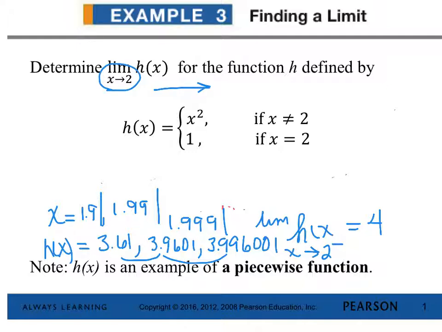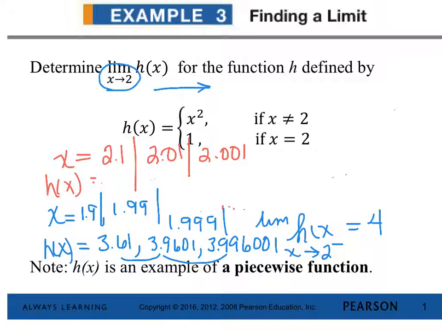we will let x be numbers from the right of 2, starting with 2.1, 2.01, 2.001, and of course we could go further, but we just want to look at those few and see if we can notice a pattern.